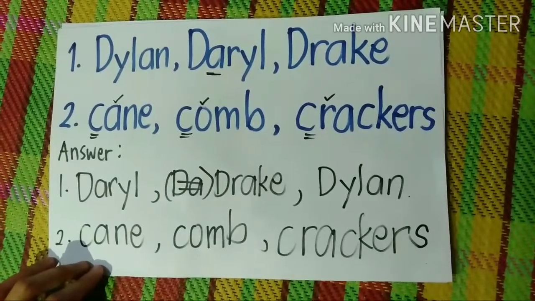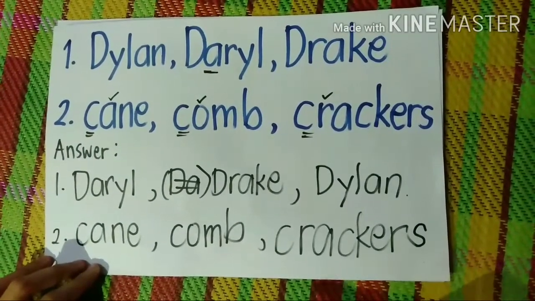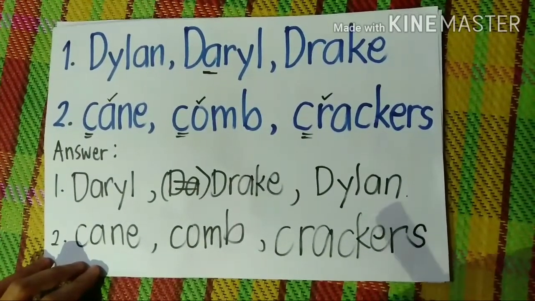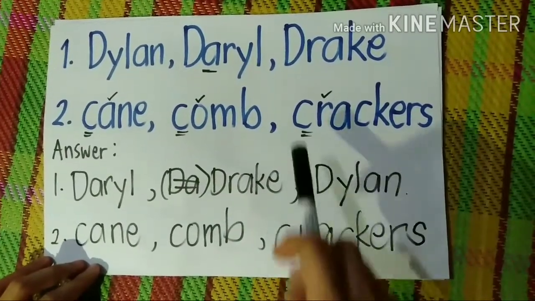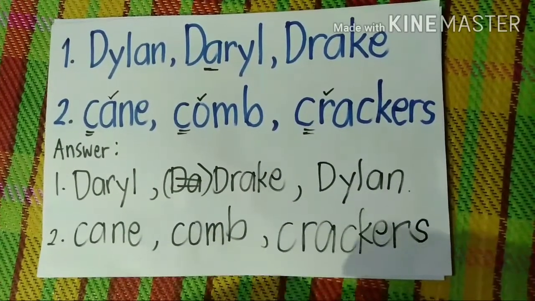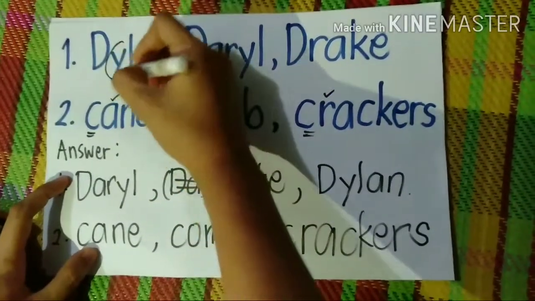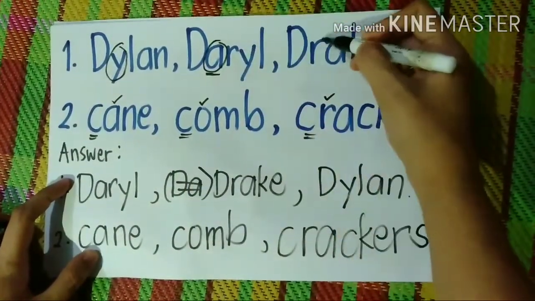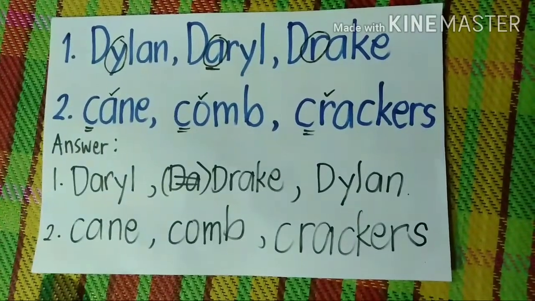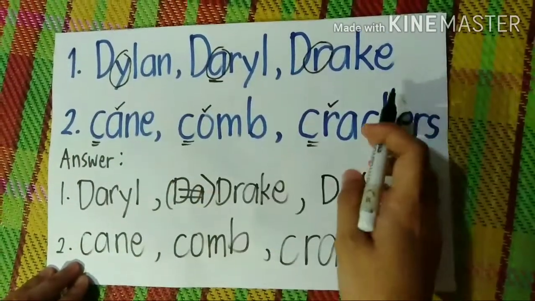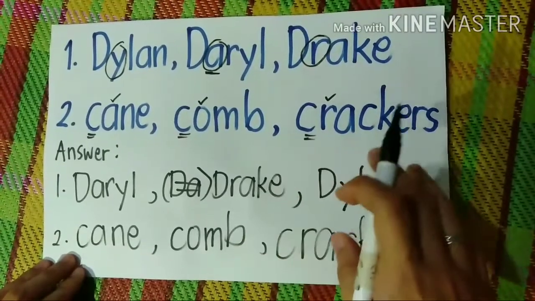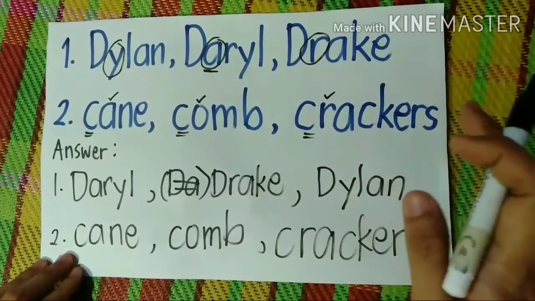So the thing that you should remember in arranging the names and the words alphabetically with the same letter at the beginning is that you just have to look at the second letter of each name. After looking at the second letter of each name, then you can easily identify which one comes first.